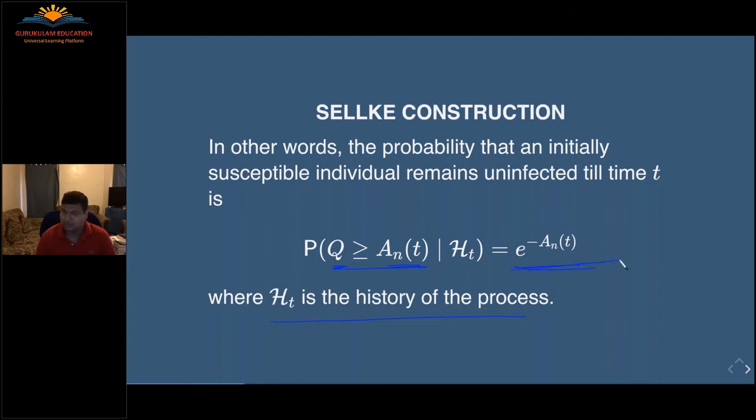I want you to remember and note that this is nothing but an exponential probability. Okay, so that's the key idea. The Sellke construction gives you an exponential probability of this form. Now we'll see what to do with it.